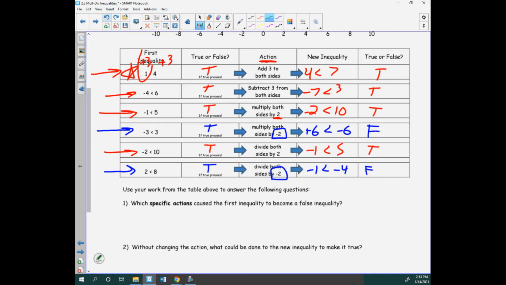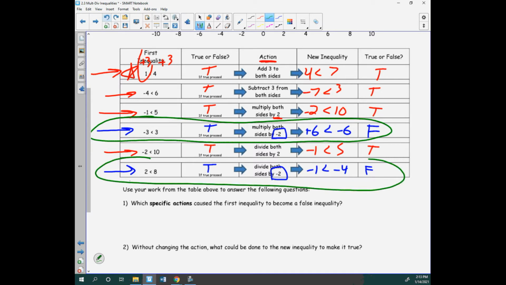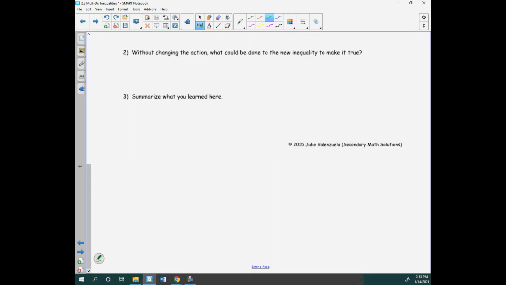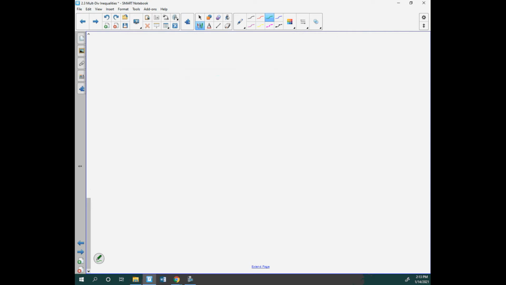So, taking a look at these two things in blue, why did those become false? This is one of the big takeaways for the lesson today, and one of the things that you're going to have to remember. Why did those become false? Well, because if you look at what we did, we multiplied them by a negative number or divided them by a negative number. Okay? So, let me write this down real quick.